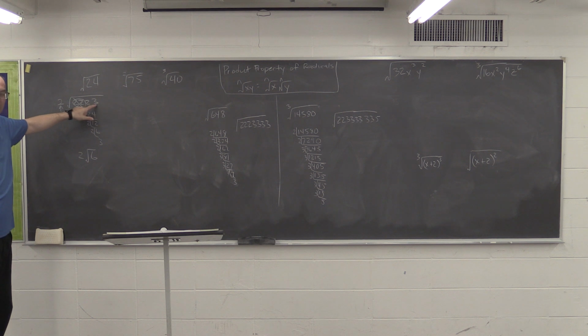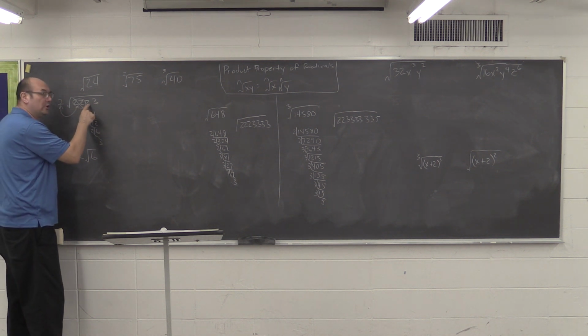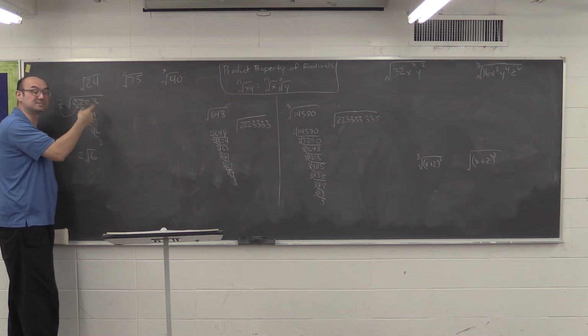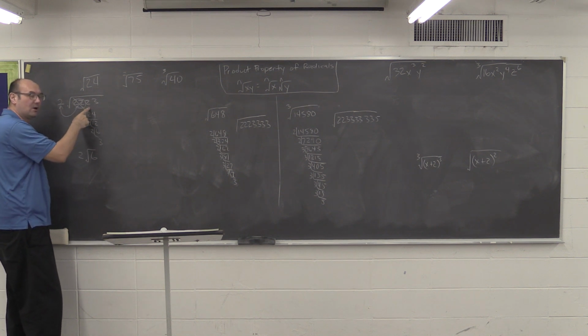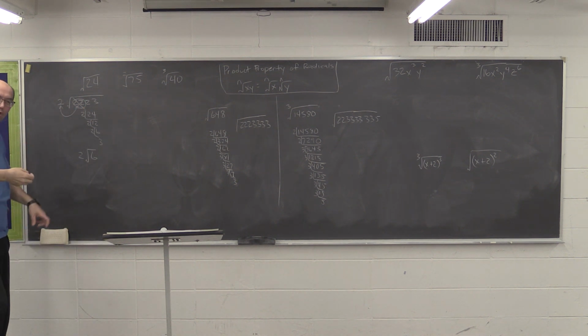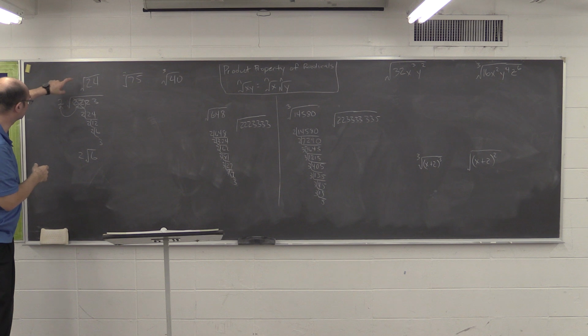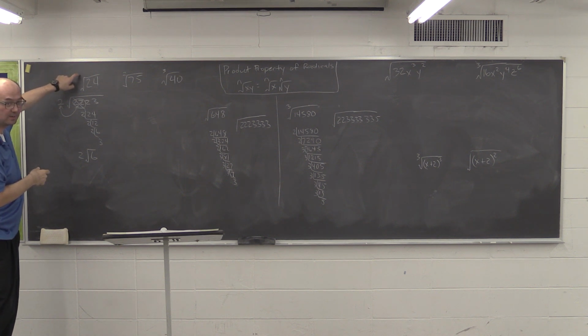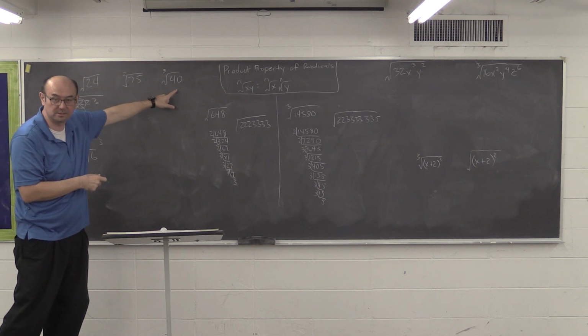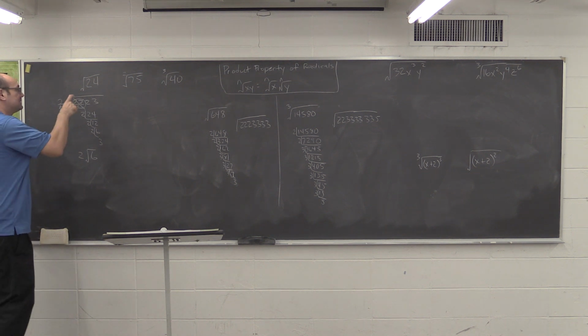This 2 and this 3 didn't have another number next to them that was the same. Because of that, we can't pull them out. We only pull out sets of 2 because this is a 2. We'll pull out sets of 3 when we get to that kind of problem. All right? Let's try 75.